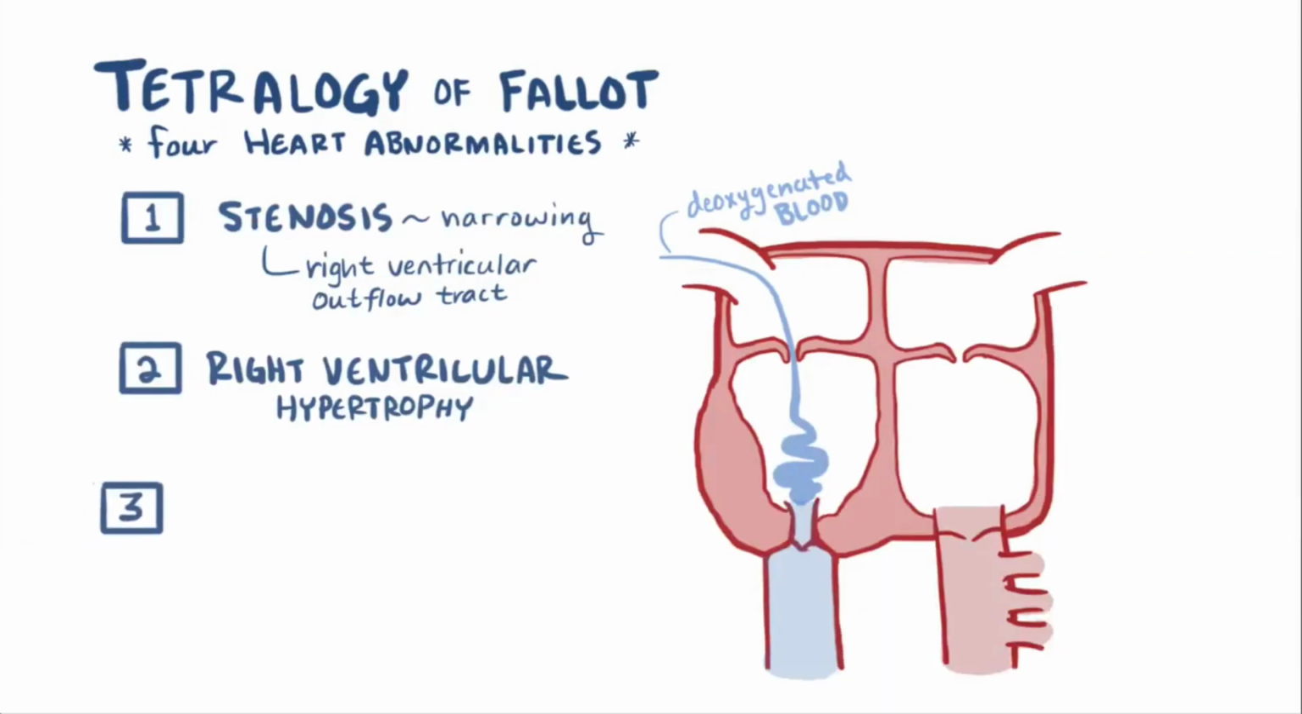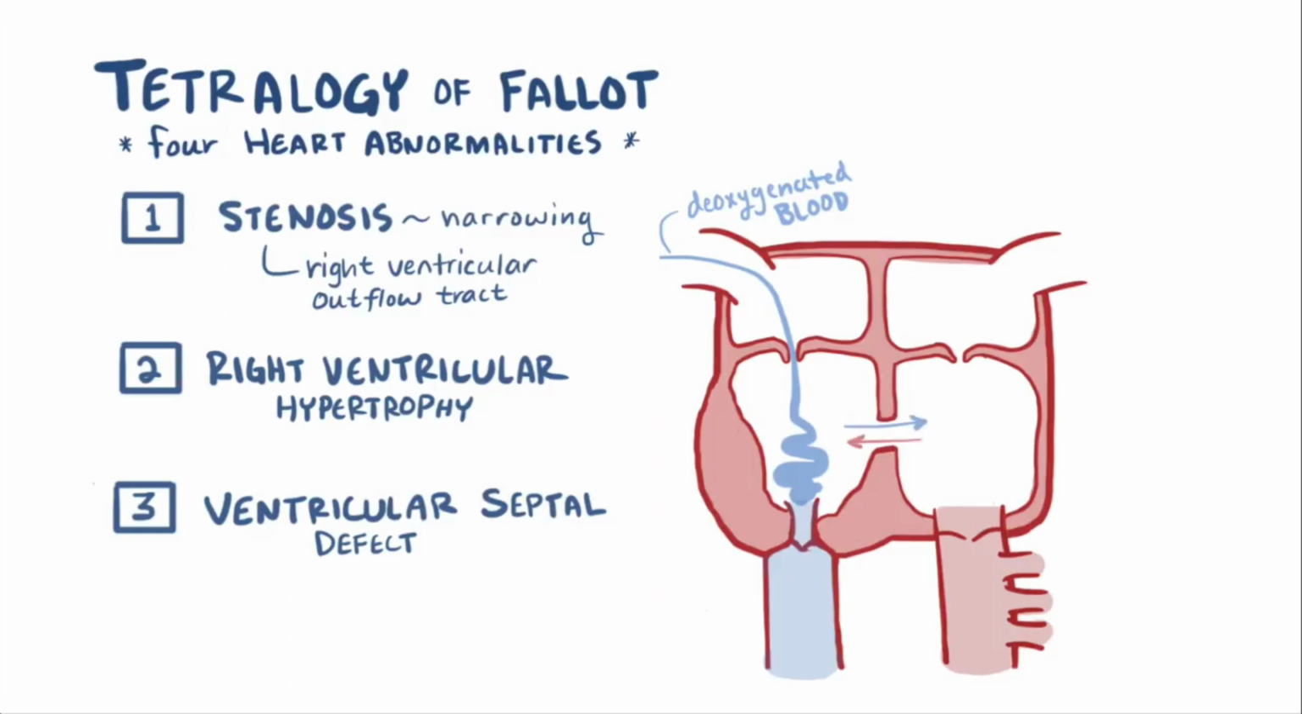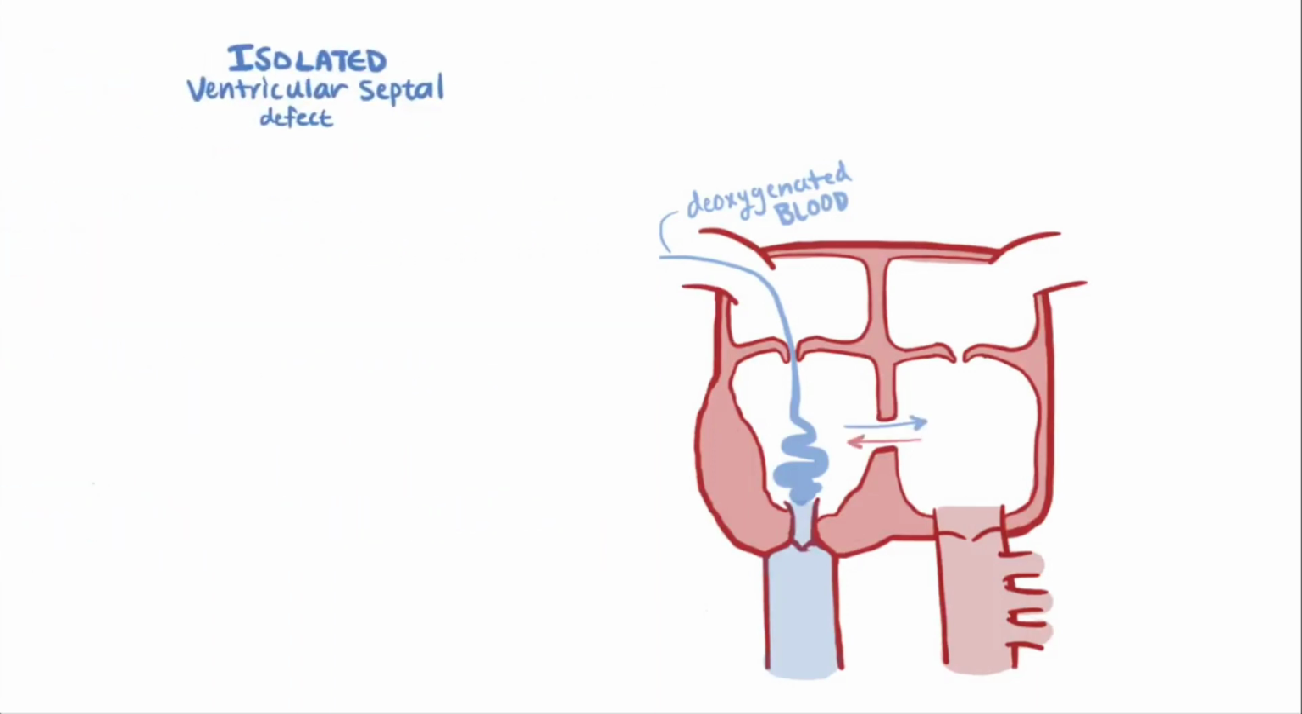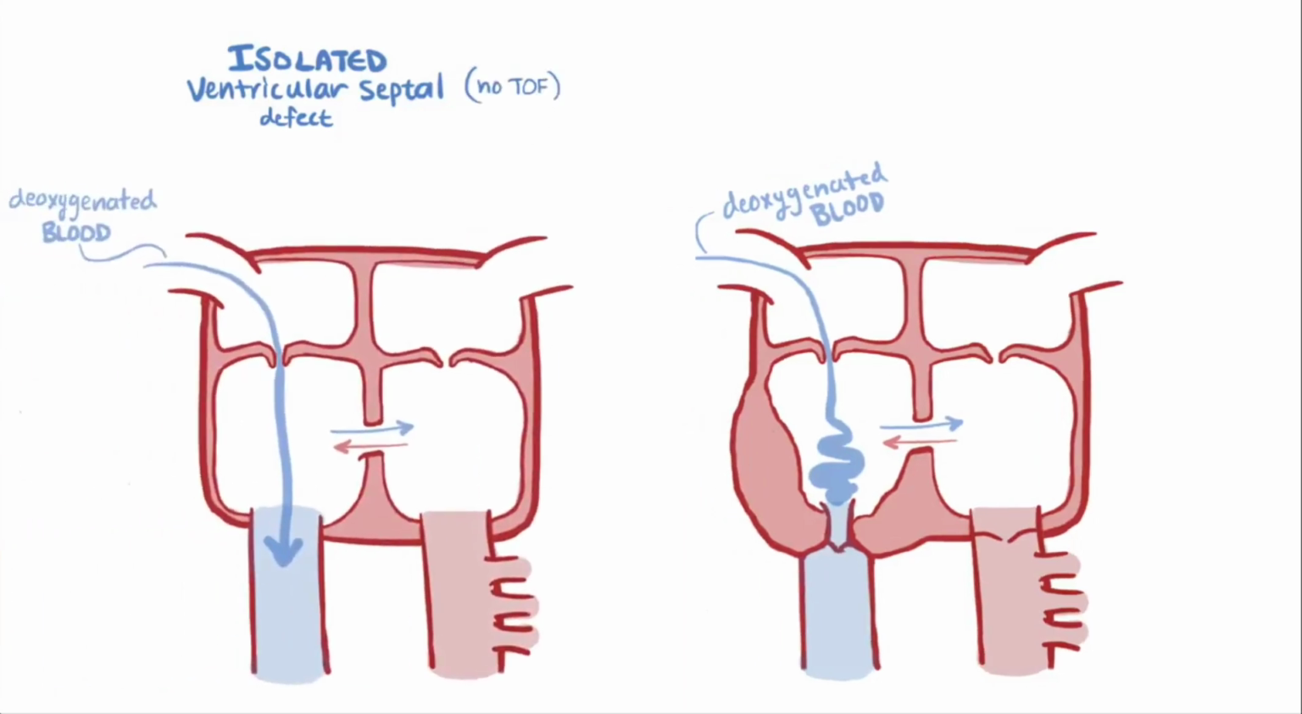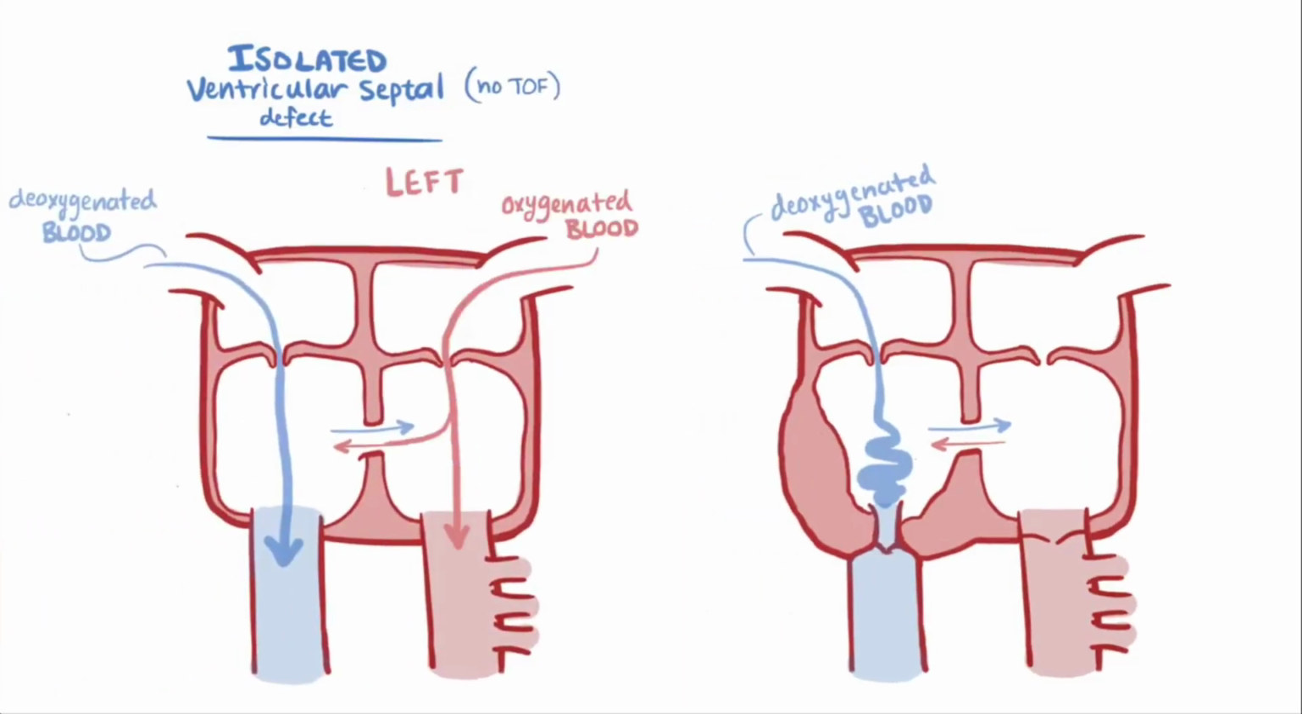The third feature is that patients have a large ventricular septal defect, this gap between the ventricles that allows shunting of blood between them. Now, in a patient with an isolated ventricular septal defect, meaning those that don't have TOF, oxygenated blood is shunted from the left side to the right side, because the pressure on the left is higher than the pressure on the right.